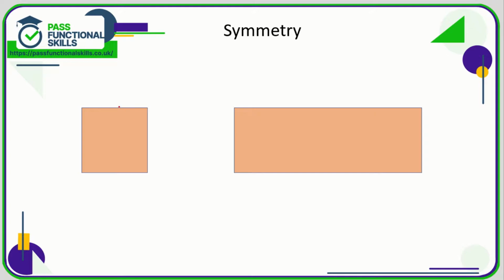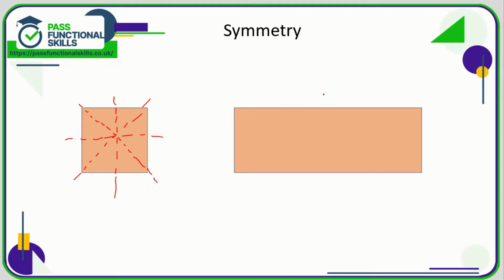Here we've got a square. Now a square has one line of symmetry vertically and horizontally, and it also has a diagonal line of symmetry and a second diagonal line of symmetry from the other two corners. So in total a square has 4 lines of symmetry.